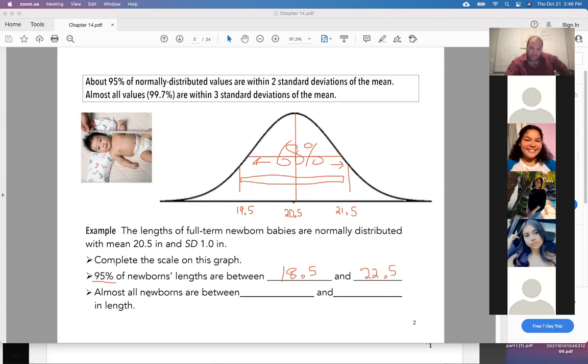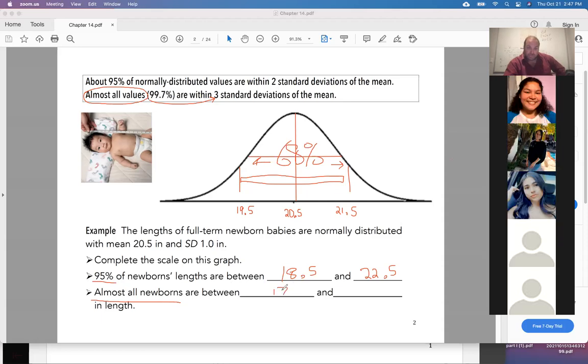Okay. Now, almost all newborns are between what heights? Now, this notion of almost all, when we say almost all, we really mean within 3 deviations of the mean. So almost all newborns are between what heights? 17.5 and 23.5. 17.5 and 23.5 inches.